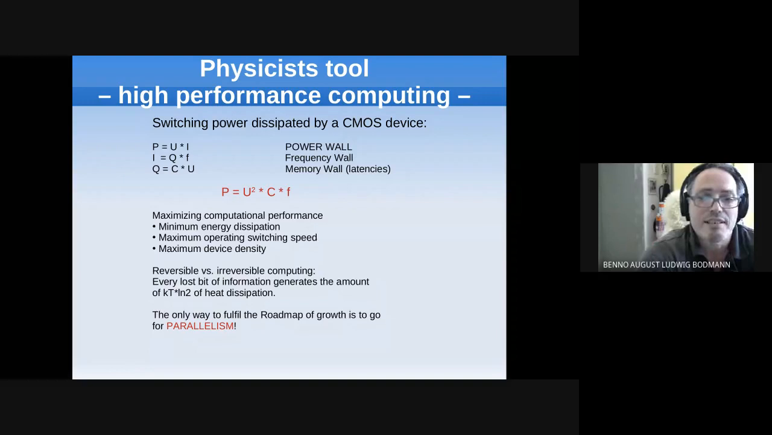We have irreversible computing, which means every lost bit of information generates the amount of kT times the logarithm of 2 of heat dissipation in the computer. So the only way now to fulfill the roadmap of growth is to go for parallelism.